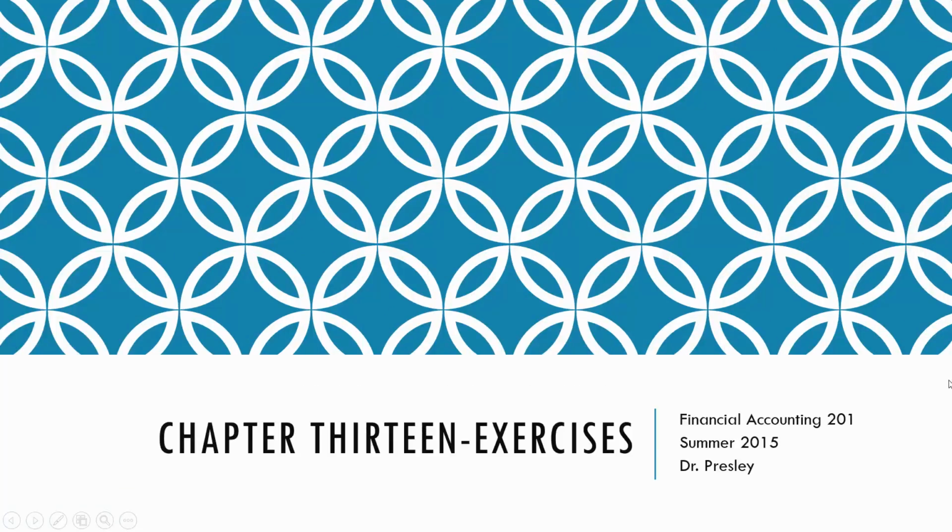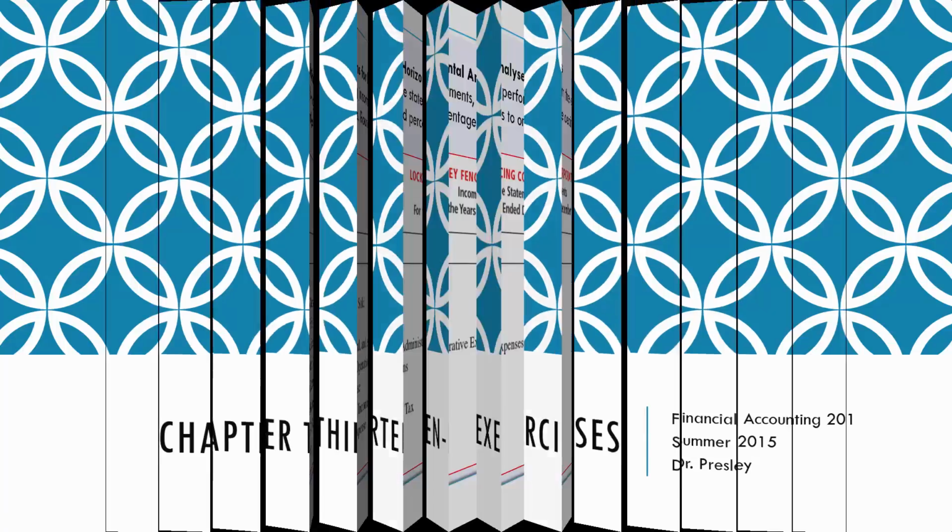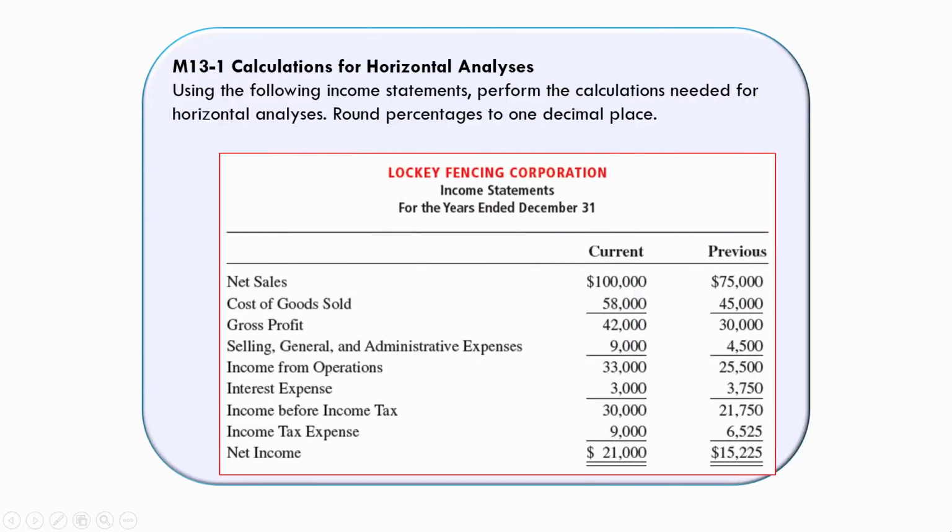Chapter 13, Exercises. Again, this chapter is merely one of just making some computations and understanding the difference between vertical and horizontal analysis, so I don't expect it will be very difficult for many of you to complete these exercises. Here we have an income statement with a current period and a previous period, and they want us to do horizontal analysis.